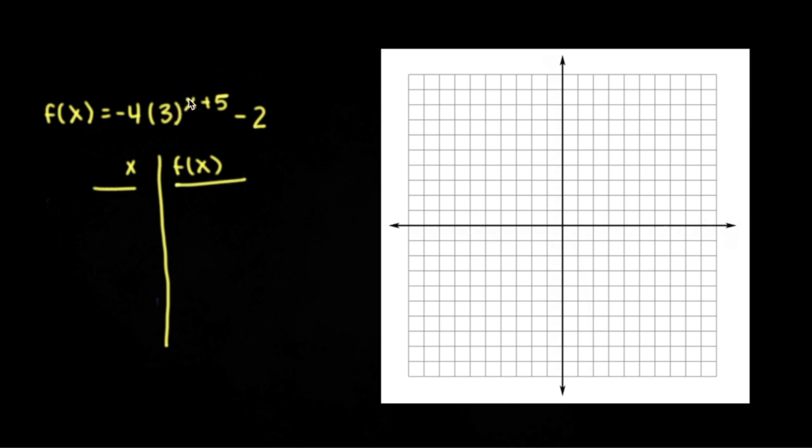So if we plug in a value of, let's maybe change that 3 to a 2 so we can calculate that better. So if we change that, when x is 0, 2 to the 5th power is 32. 32 times 4 is 128, times negative 4 is negative 128, minus 2 is negative 130. And we can keep doing that and then plot those points on our given graph.